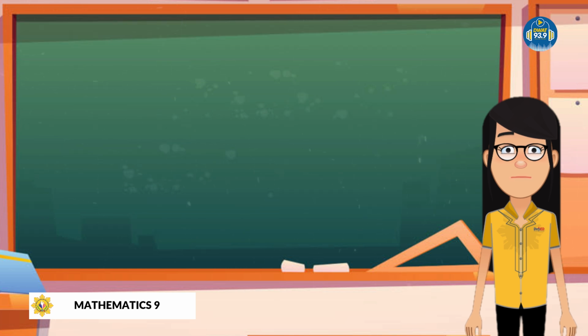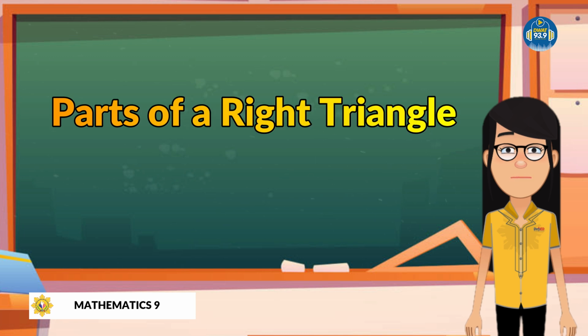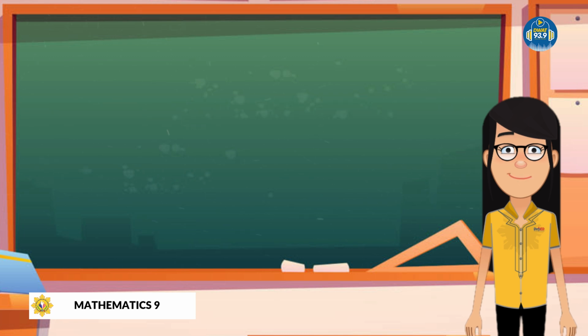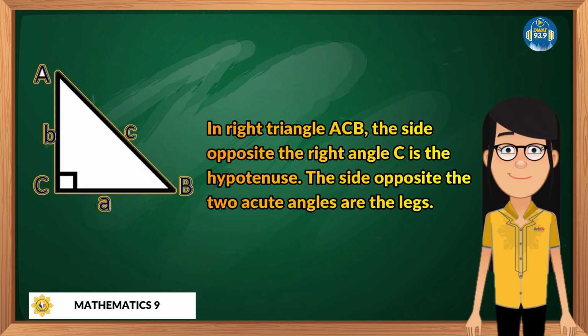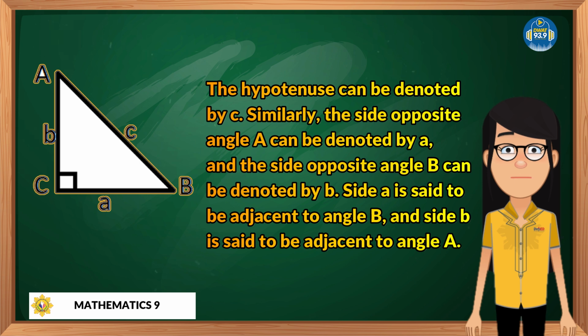In your previous lesson, you took up the different parts of a right triangle. Let us try to recall them. Consider this figure. In a right triangle ACB, the side opposite the right angle C is the hypotenuse. The sides opposite the two acute angles are the legs. The hypotenuse can be denoted by c. Similarly, the side opposite angle A can be denoted by a, and the side opposite angle B can be denoted by b. Side a is said to be adjacent to angle B, and side b is said to be adjacent to angle A.